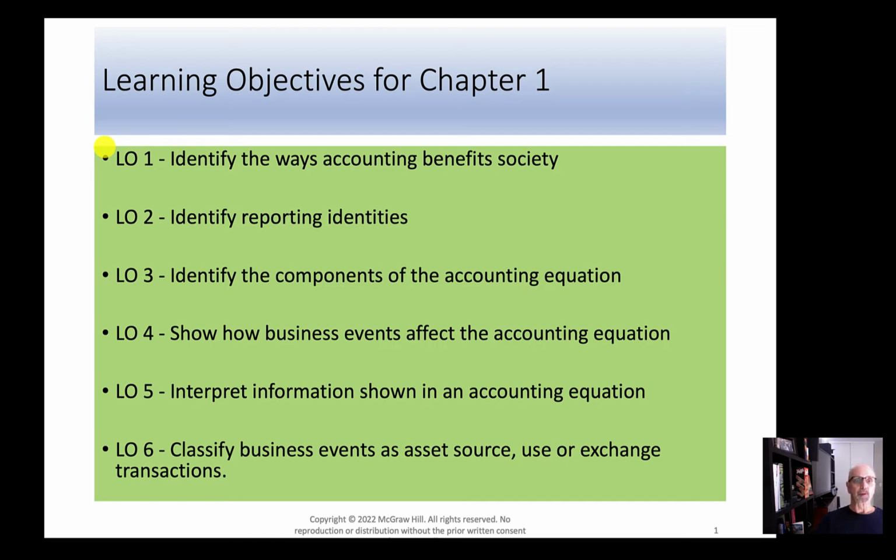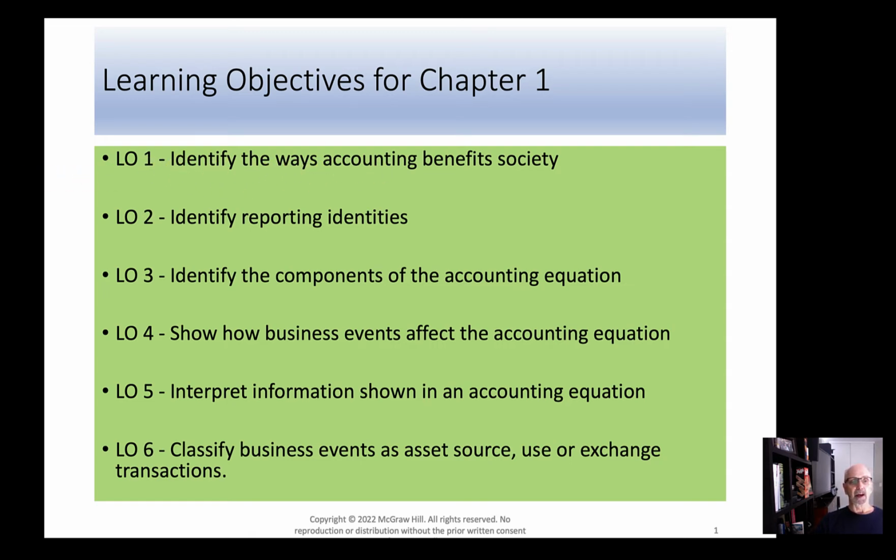Now, each chapter begins with learning objectives. The learning objectives are really important because they are what the publisher feels are the things that you should know when you finish the chapter. So let's take a look at the ones for chapter 1.